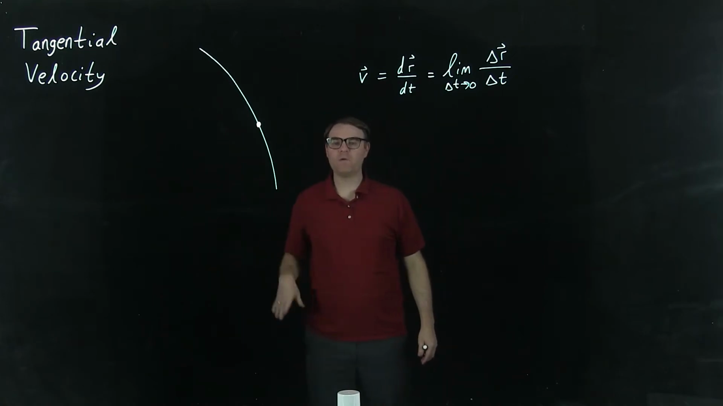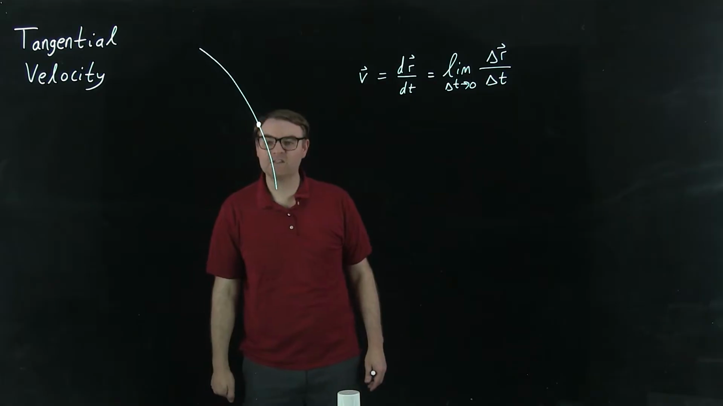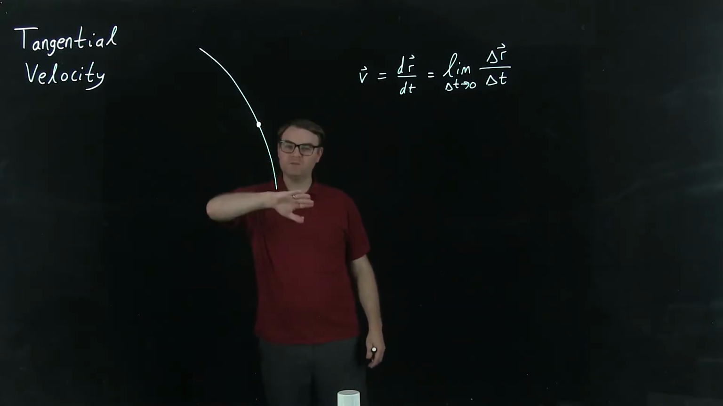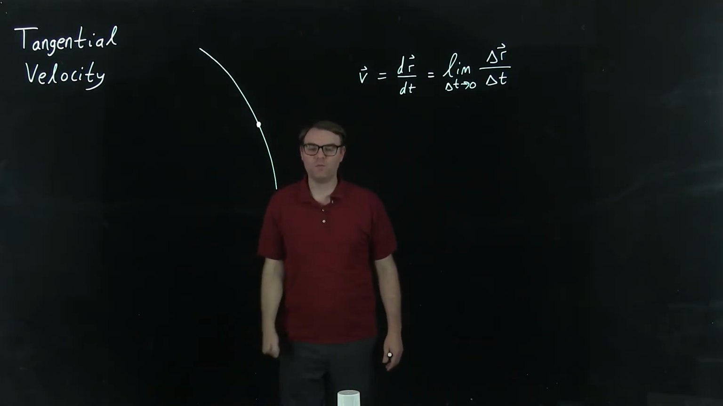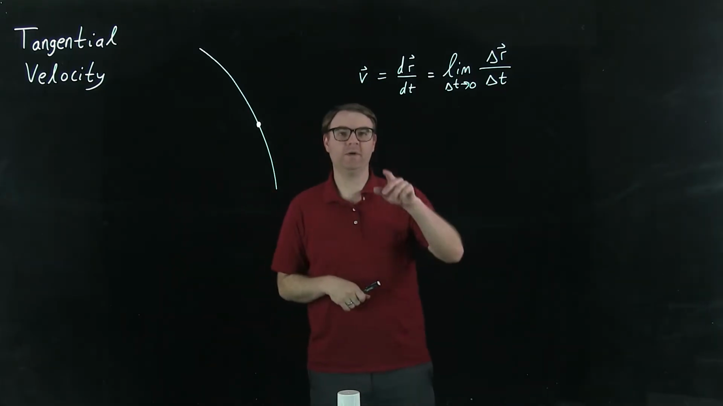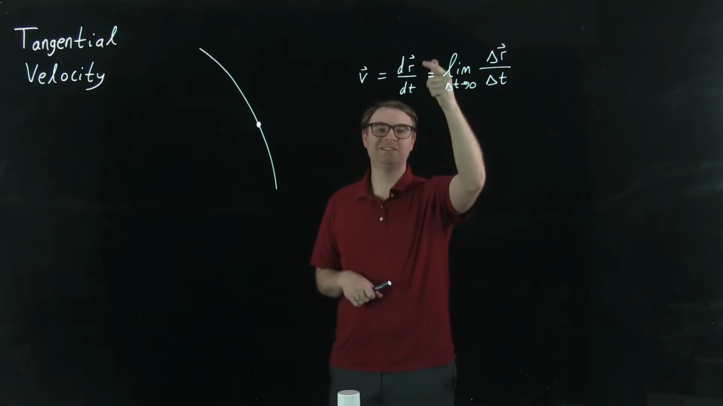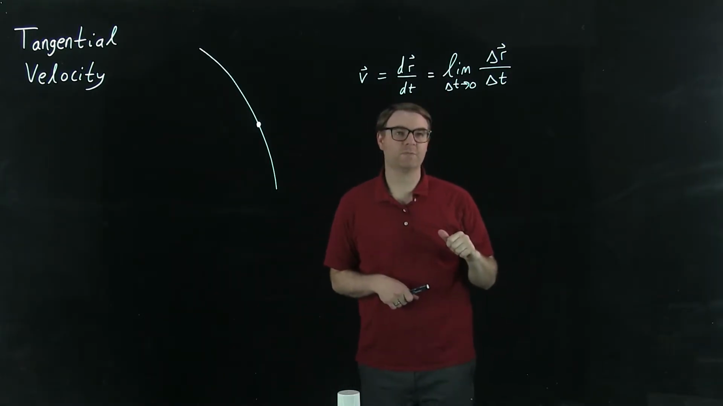Welcome everybody. Today we're going to talk about tangential velocity, which is the instantaneous velocity for an object that's moving along a curved path like the one that I have drawn here. To figure out what the tangential velocity is doing, we're going to use the definition of the instantaneous velocity, which is the derivative of position with respect to time.